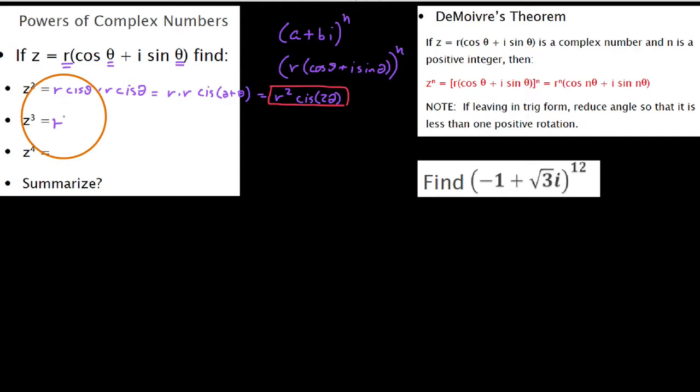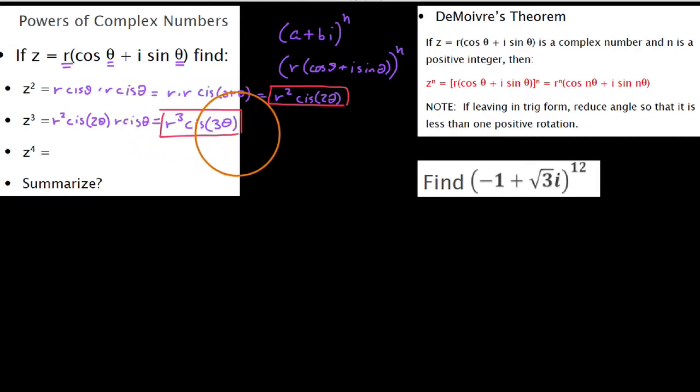Now, when we look at r cubed, I'm just going to take r squared CIS 2 theta, and I'm going to take that times another r CIS theta, building in the third factor of r CIS theta. If we multiply these r's in front, I get r squared times r, which is r cubed, and I would get CIS 2 theta plus 1 theta, which is 3 theta. This is our complex number to the third power if it's written in trig form.